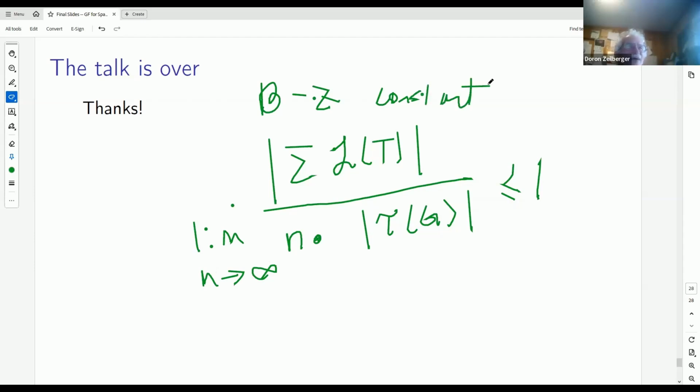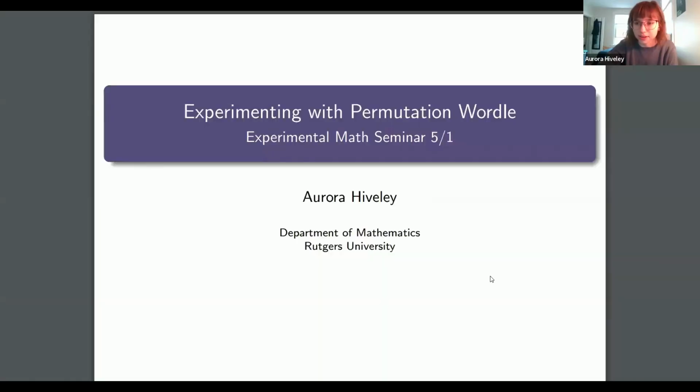The next speaker is Aurora Hiveley, who will speak about Wordle. Thank you, Pablo. Go ahead, Aurora. Okay, hopefully everyone can see my screen okay. I'm going to make the video smaller so that I can see my own slides. Looks good. Great, okay.